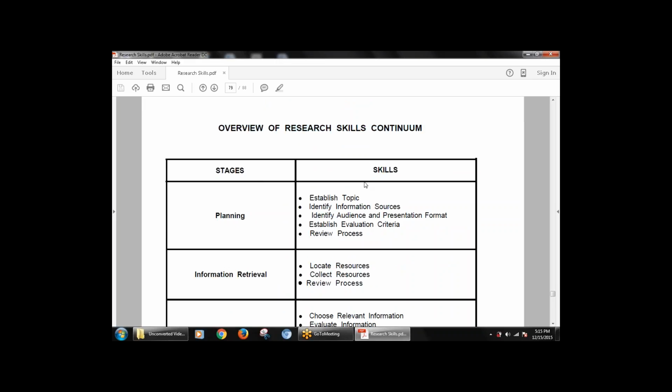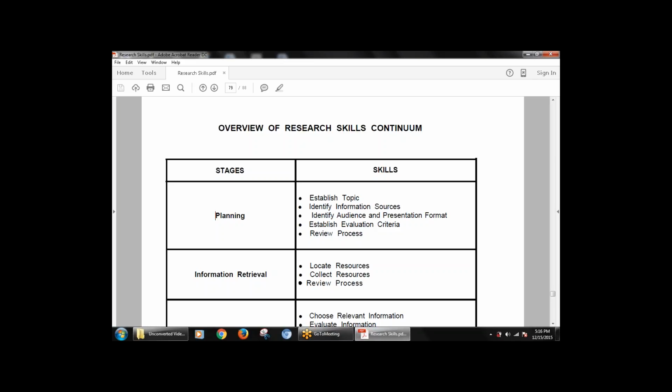There are multiple stages and multiple scales. Recall what we studied in detail in the first or second chapter. In stage number 1, that is planning, the main skill required is establishing the topic. Then the next skill required is identifying the information sources, that is, identify what the various information sources required are.